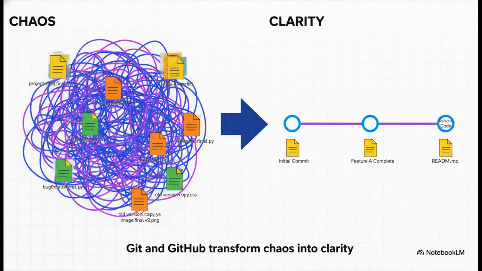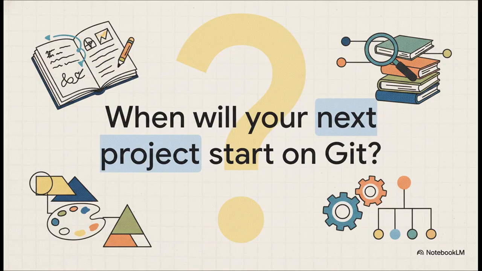Look, at the end of the day, getting a handle on these tools is about making a huge shift. It's about going from that chaotic mess of files we saw at the beginning to clarity. It's about moving from working all by yourself to collaborating in a really powerful way with a team. And please remember, this is not just for coders. It's for writers, designers, researchers, really anyone who creates things and wants to do it better. So the only question left is, when are you going to start your next project on Git?